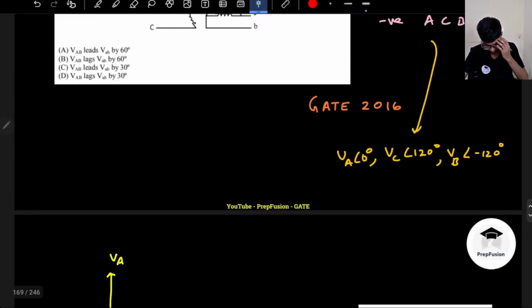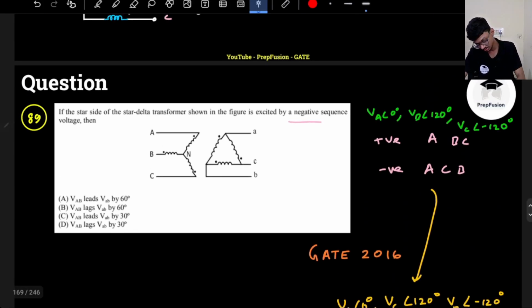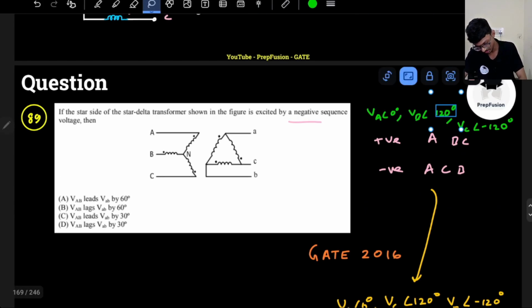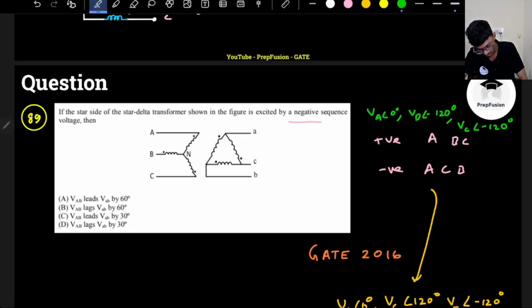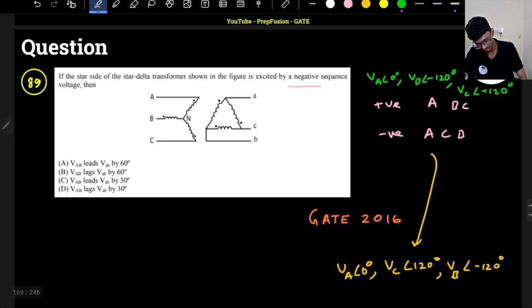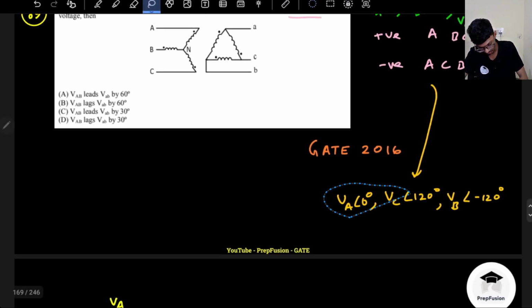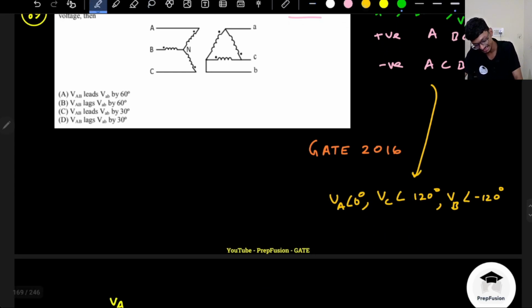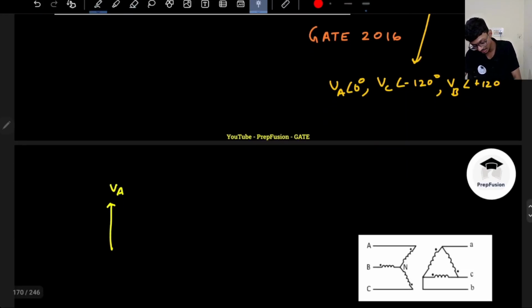Am I correct here? Oh, sorry, I made a blunder here. This should have been minus 120. This should be plus 120, then this should be minus 120. Sorry about that. I know you guys are screaming in the comments. So that's why VC will lag by 120.